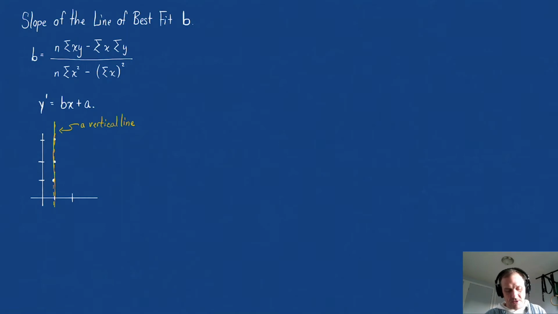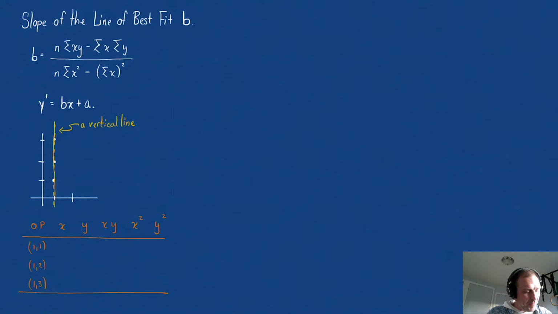Well, let's calculate that for the vertical line. So we're going to construct our table. Remember, we'll have our ordered pair, our x's, our y's, our xy's, and our x's squared, and our y's squared. Okay, our first ordered pair is (1, 1). Our second one is (1, 2). And our third one is (1, 3). All right, let's calculate this. I'm going to do this kind of quick. It should be getting more routine for us.